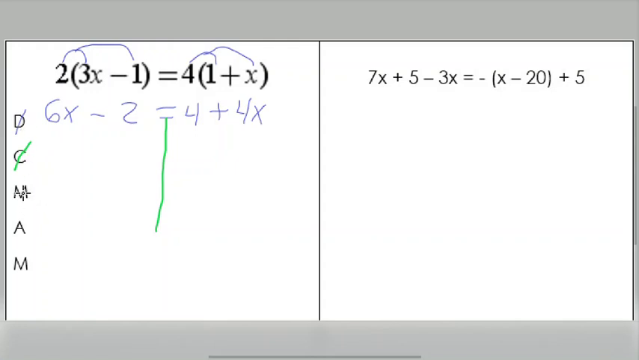Don't call me, M. And that means move variable over. I think I told you guys earlier, I like to move over everything to the left. So I see that this is a positive 4x, or a plus 4x. So to move it over, I know I have to do the opposite.